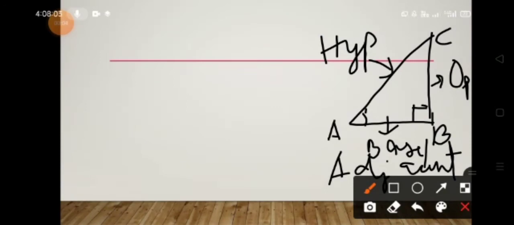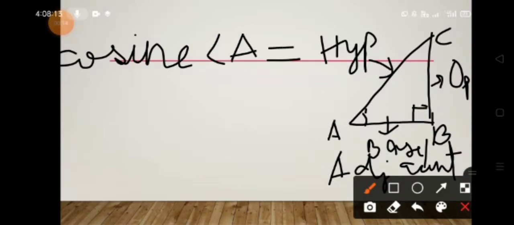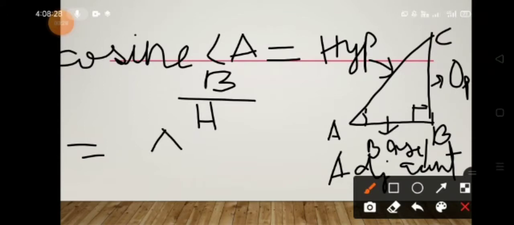Now we will do for cosine. Okay. Now for cosine, we'll take cosine. Cosine of angle A will be, cosine means base by hypotenuse. Okay, base or adjacent. Base can also be adjacent, or base by hypotenuse, which would come out to be, my base is AB. AB by hypotenuse is AC. Okay.